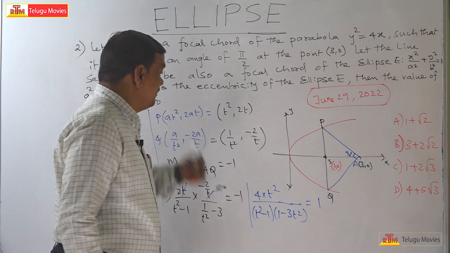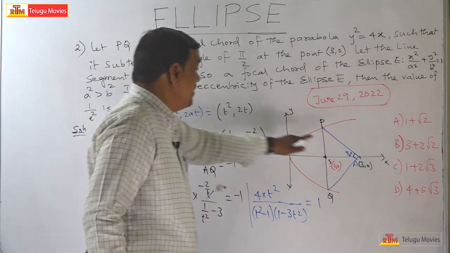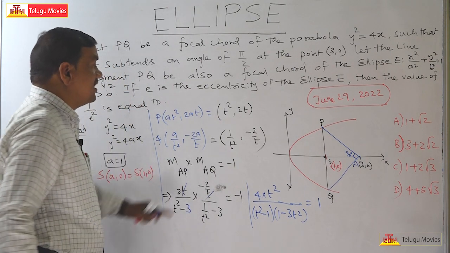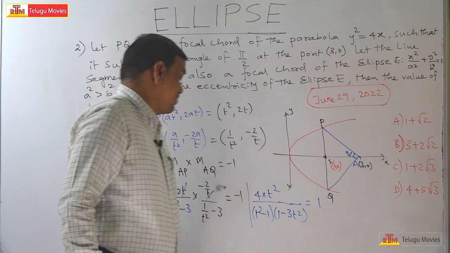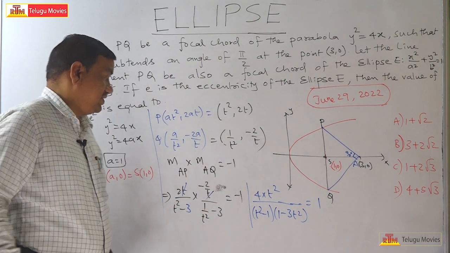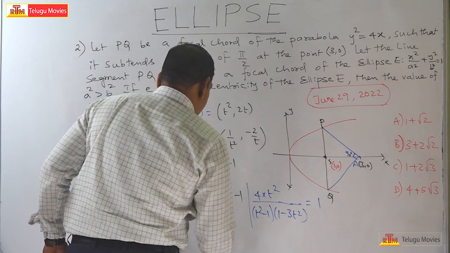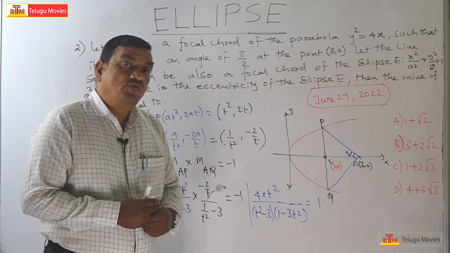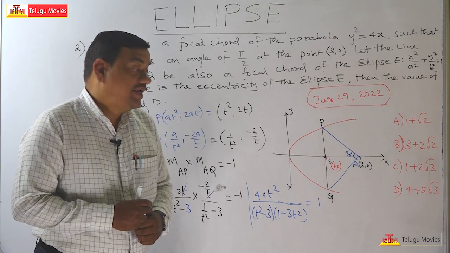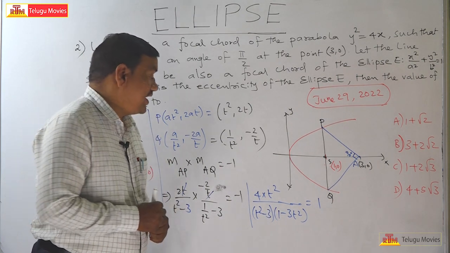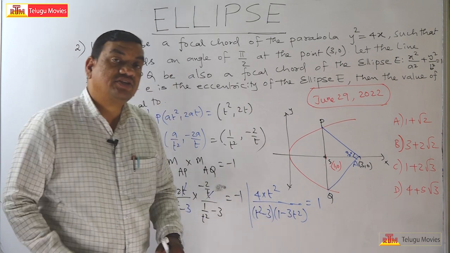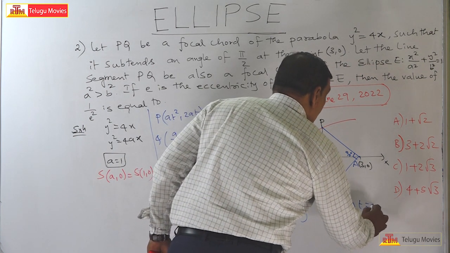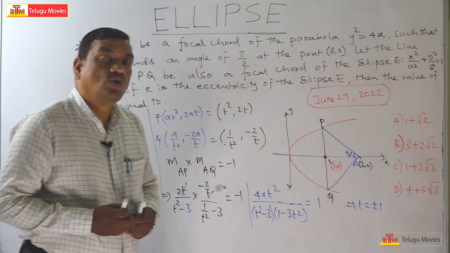Here, once you check, this is (t² - 3), so (t² - 3) will be there. Why? Because x2 - x1 is t² - 3, and this is 1/(t² - 3), so t² - 3 will be there. Here you will get a quadratic equation. Now solve this quadratic equation for t, and you will get t equal to plus or minus 1.